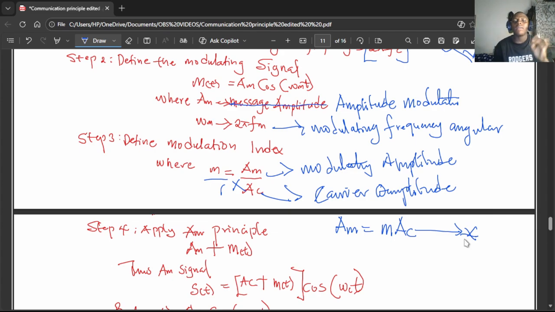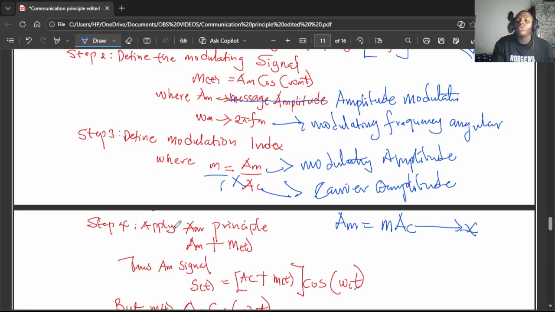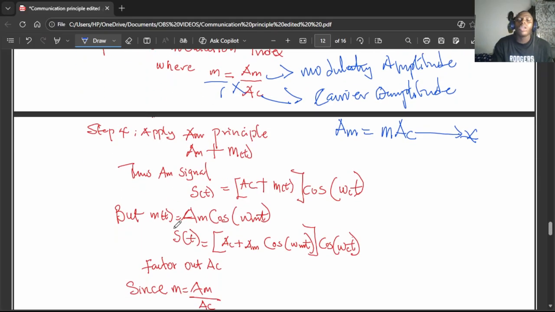Now, what's the next thing? Your step 4. Your step 4 simply says: apply your modulating amplitude principle. And what's your modulating amplitude principle? It simply says Am plus m of t. And what is m of t? m of t is simply the modulating signal. Am I communicating? Thus, your amplitude modulating signal is now given with this expression.